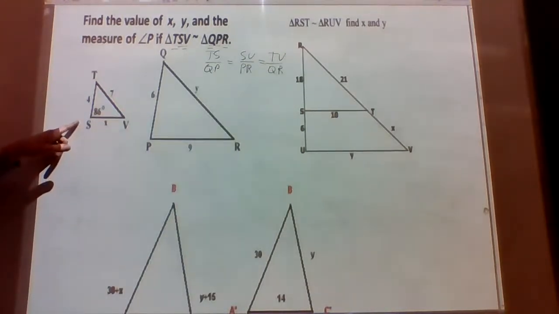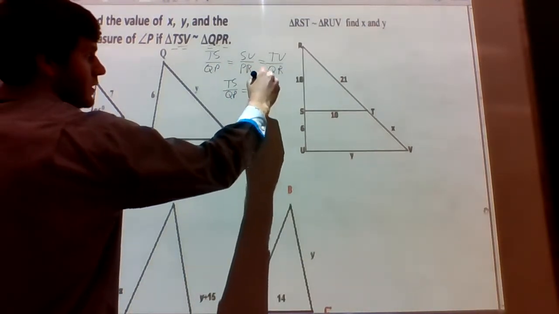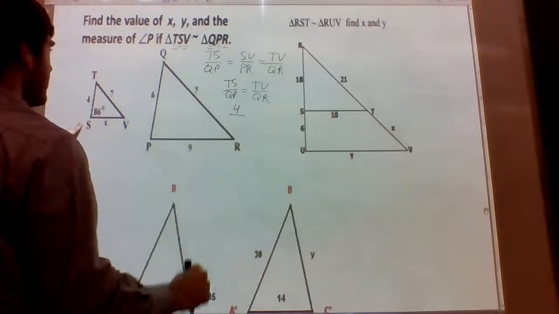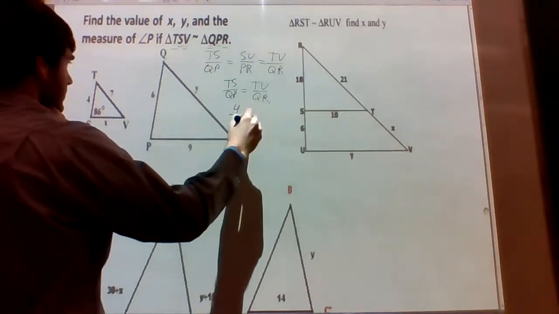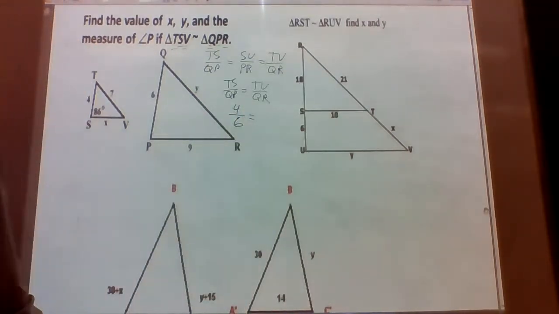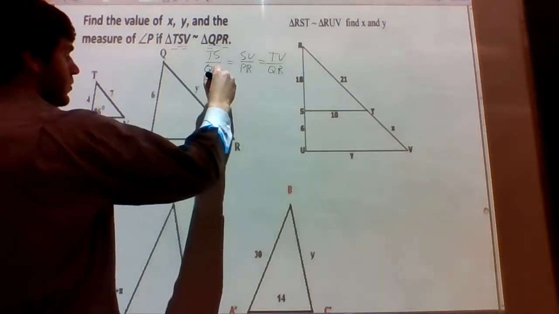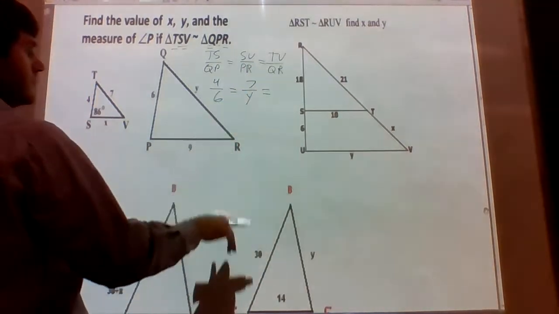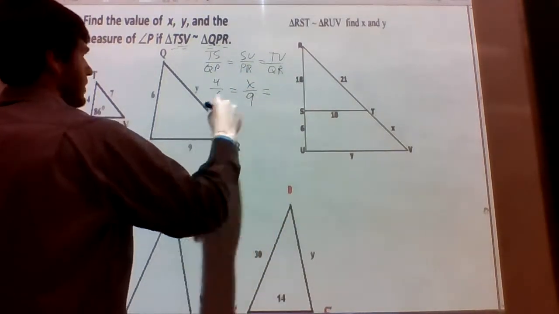So we have TS and TV. So we know TS over QP is going to equal TV over QR. Right? These two are going to be equal. So we know 4 over 6 is going to equal 7 over y, which is going to equal x over 9.